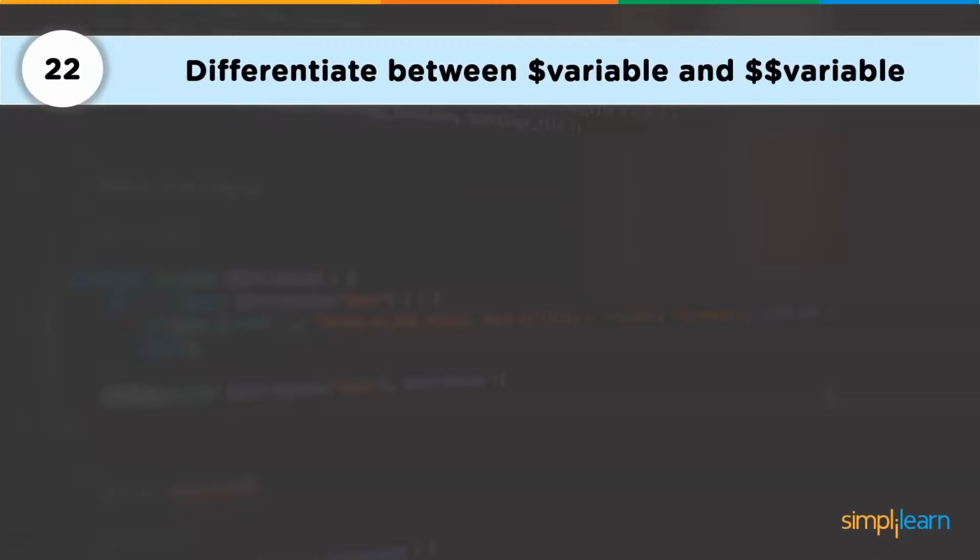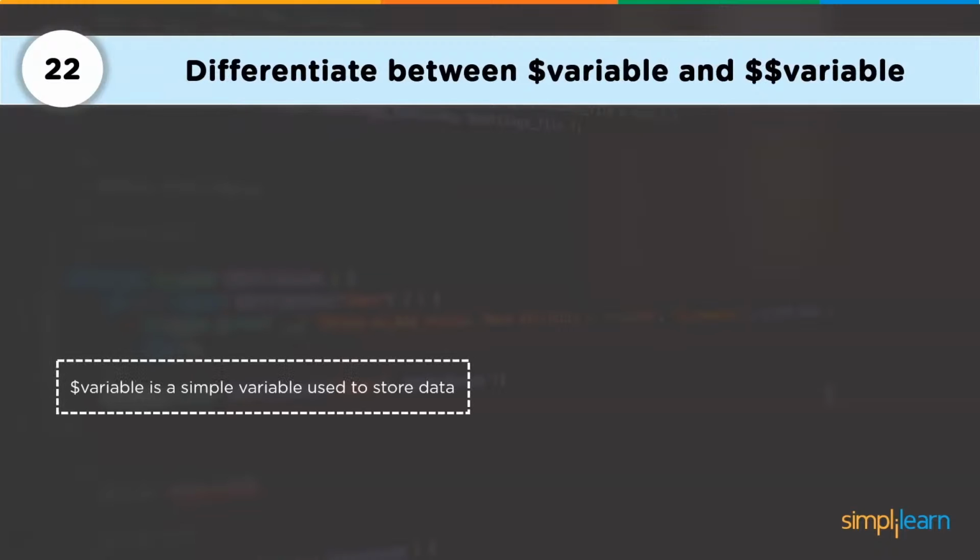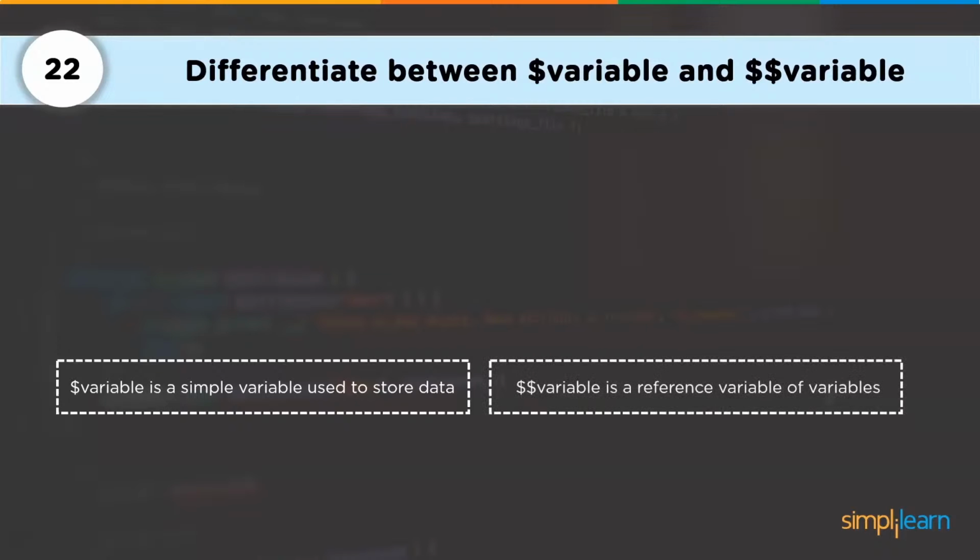Next, differentiate between a dollar variable and $$ variable. So what is the difference between the two? Now, in case of a single dollar variable, it is a simple variable that is simply used to store data. So as we discussed earlier, it is a variable that we define to store different data types, that is integer, float, strings, etc. While a $$ variable is a reference variable of variable. So this is used to reference already existing variables.